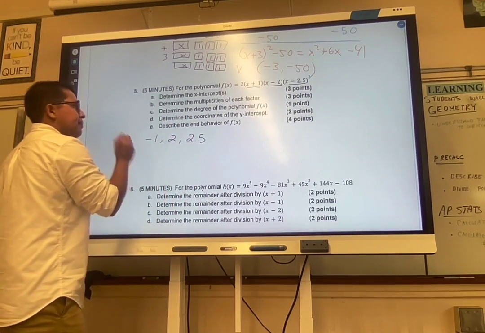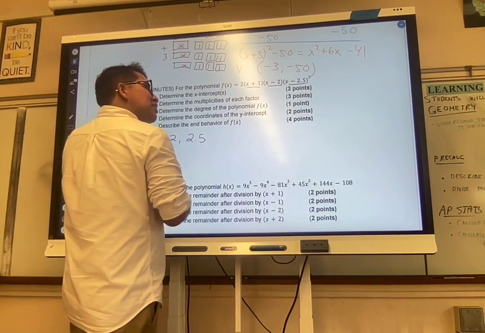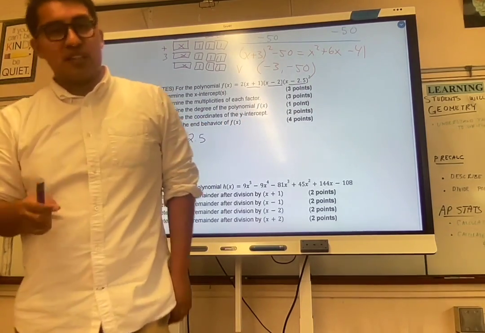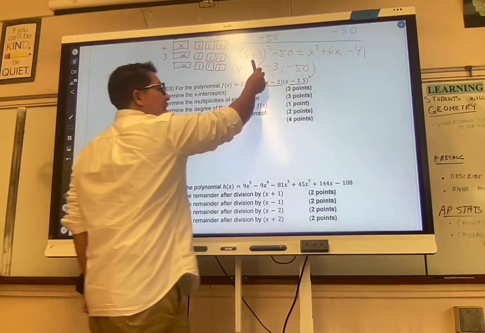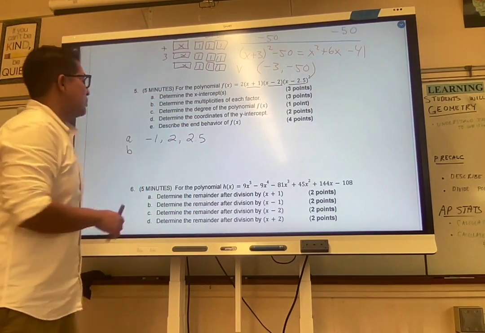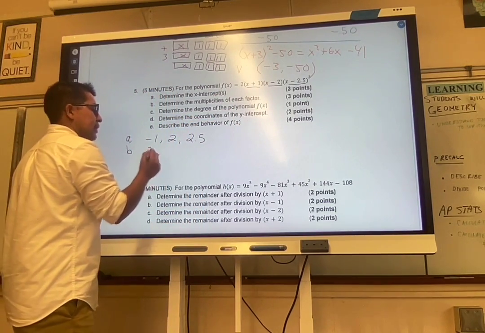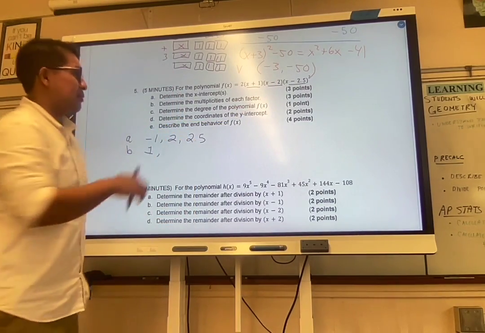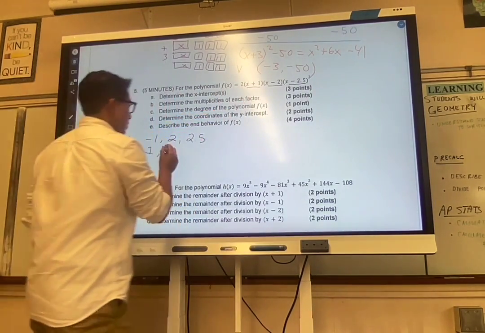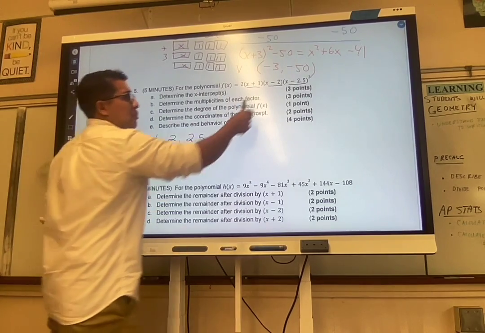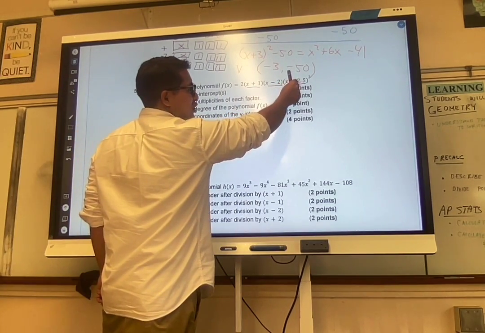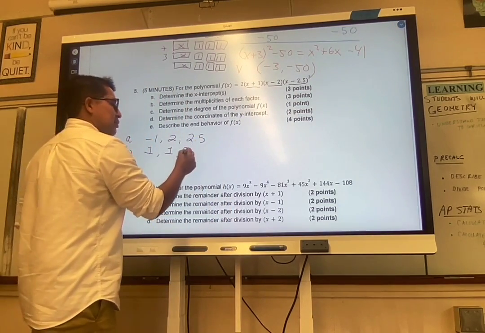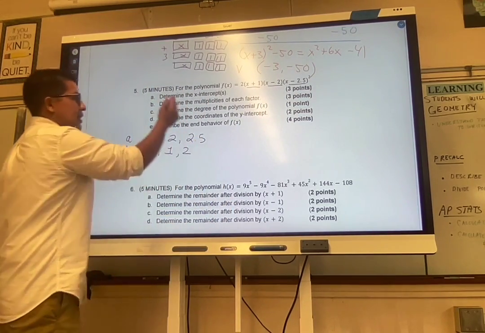Part B, write the multiplicities of each factor. Well, for the very first factor, multiplicity means how many times does that factor show up? What's the exponent, if any, on the number? X plus 1 has multiplicity 1. Okay. What about x minus 2? What's the multiplicity of that? Upon inspection, you should say, that only shows up once, so it should be 1. Okay. And the multiplicity of the very last factor, x minus 2.5, since there's an exponent 2, that means there's really 2 copies of it. So its multiplicity is 2. Okay. That answers part B.